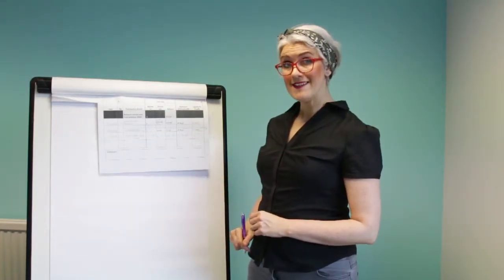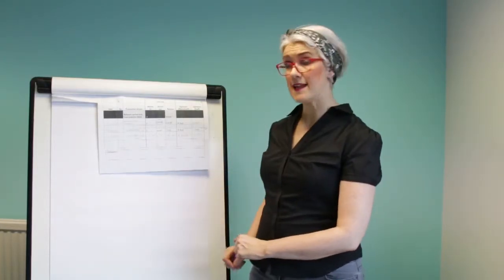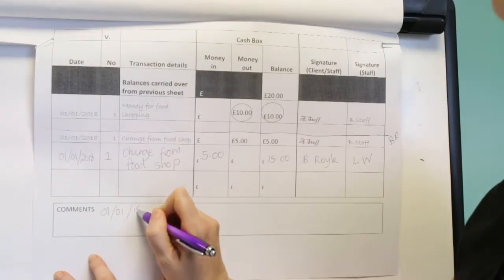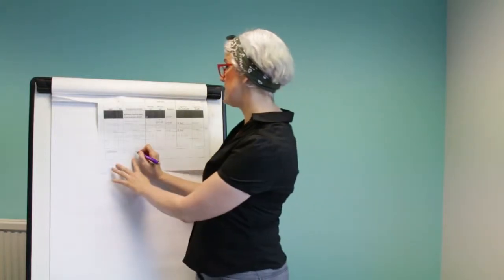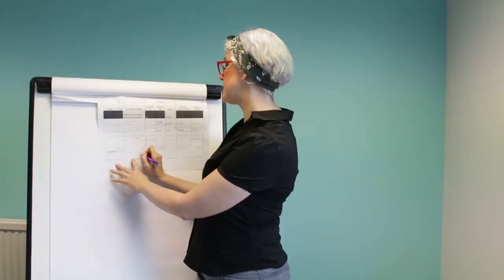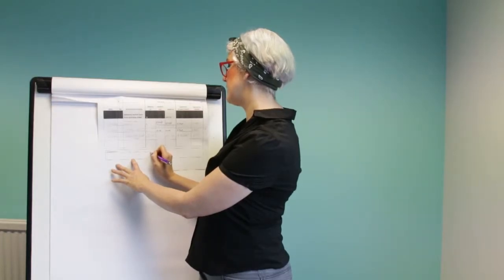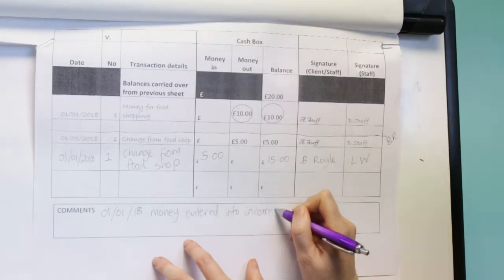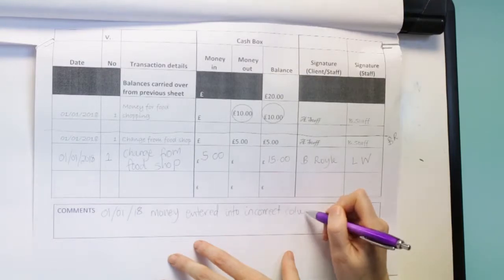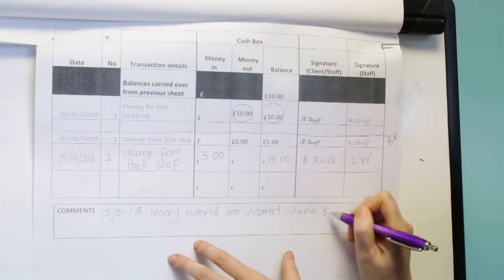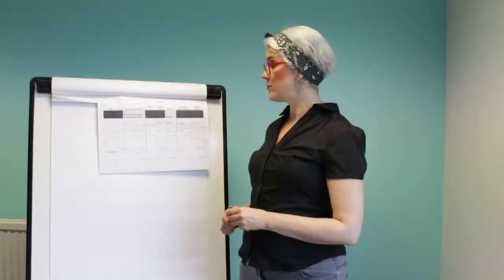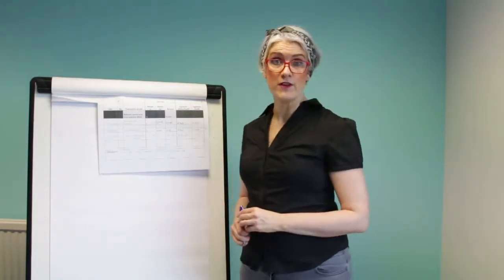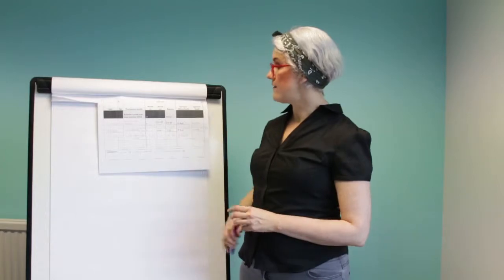At the bottom, I'm going to write in the comments section the date that the mistake happened, which is the 1st of the 1st, 18. And I'm going to write what happened, which is money entered into incorrect column. And I'm going to initial that as well. At the end of the month, when the manager is auditing the books, it will be perfectly clear what happened, why this amendment was made, and everybody following on from the books is now working from the correct balance, which in this case is £15.